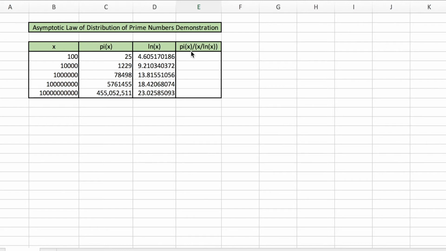So if we divide pi of x by x divided by the natural log of x, we should get a value that is somewhat near to 1, because pi of x and x divided by the natural log of x should be fairly similar values. And so I'm going to go ahead and compute pi of x divided by the quantity x divided by the natural log of x for all of my x's.